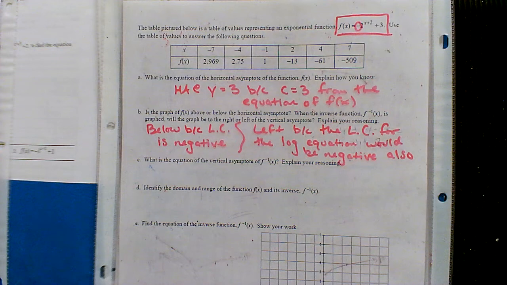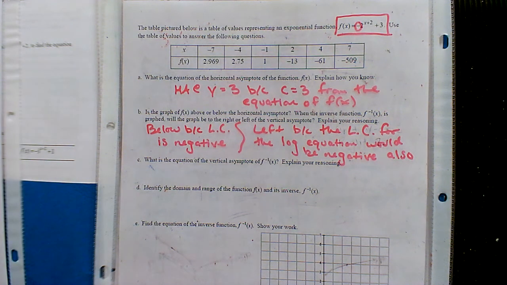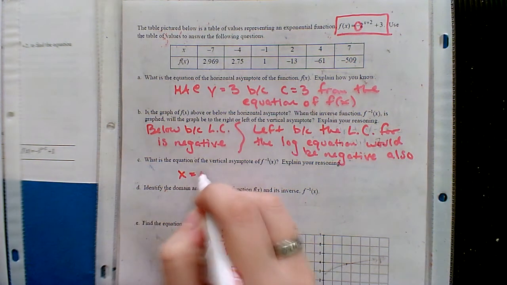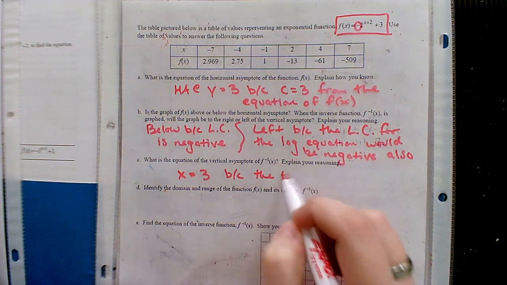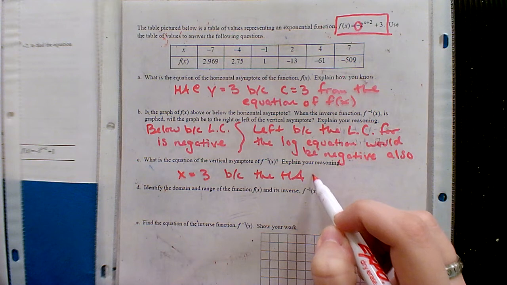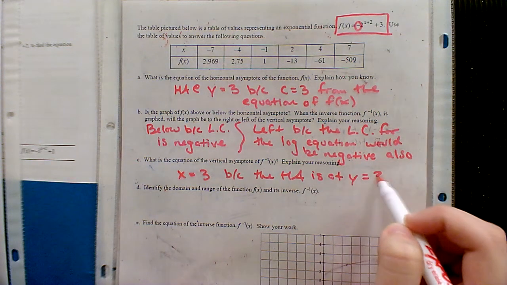We'll eventually confirm that in part E when we actually find the equation. We'll be on the lookout for that negative out front, but at least we know that's something to be on the lookout for. All right, what is the equation of that vertical asymptote? We know we're to the left of it, but what are we specifically to the left of? Where's that vertical asymptote located? How'd you know? There we go, because the horizontal asymptote is at y equals 3.